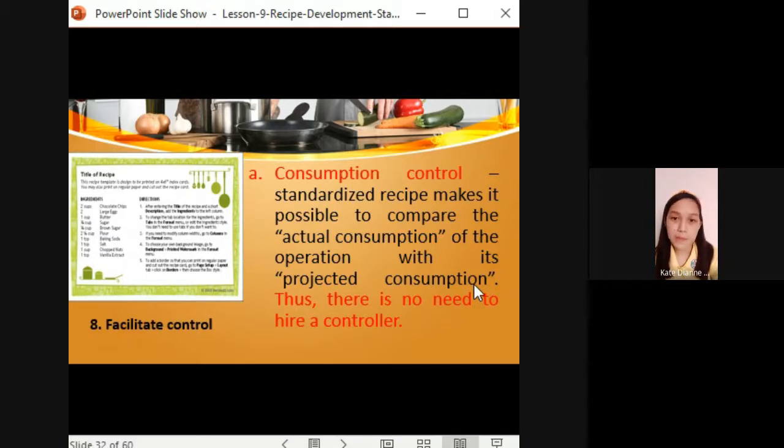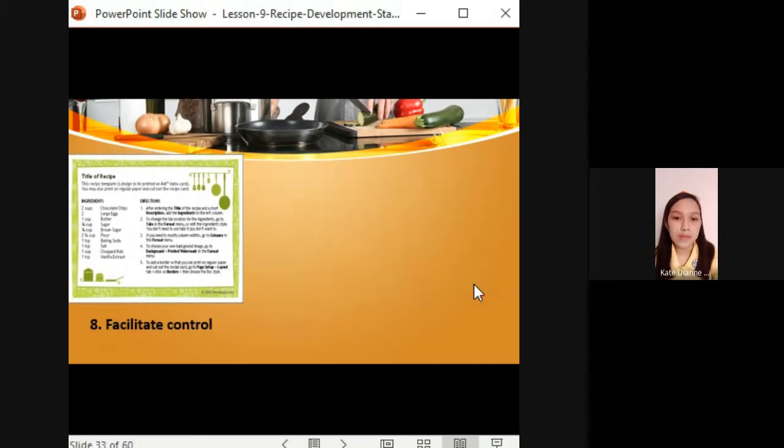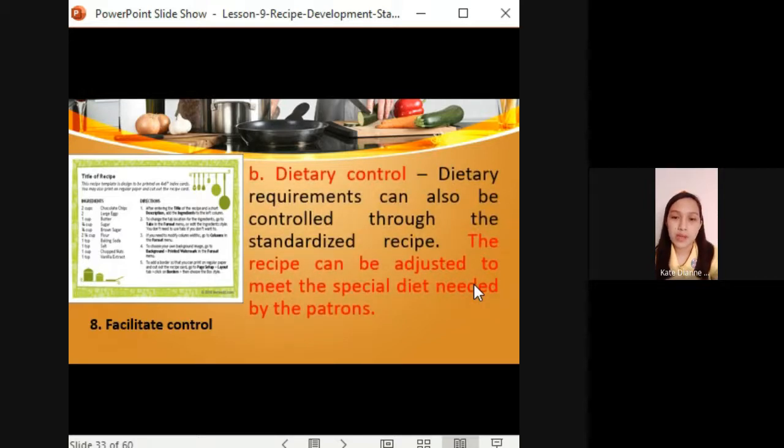For the letter B, in facilities control, okay, the next is dietary control. Dietary requirements can also be controlled through the standardized recipe. So the recipe can be adjusted to meet the special diet needed by the patron. So this is one of the benefits of having standardized recipe. You can adjust, or we have the dietary control. Next slide, sir.